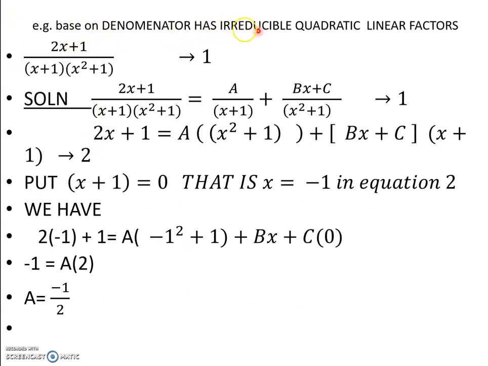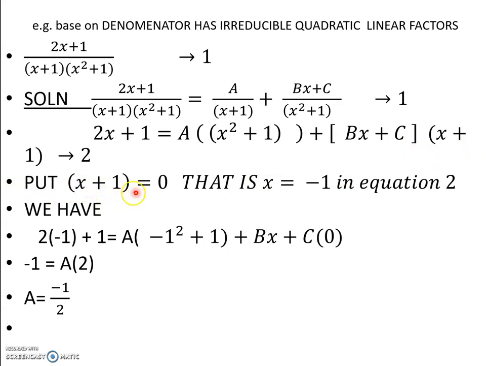Example, based on denominator has irreducible quadratic linear factors: 2x plus 1 upon (x plus 1)(x square plus 1). Now solution: I compare 2x plus 1 upon (x plus 1)(x square plus 1), where x square plus 1 has no factors. That's why A upon x plus 1 plus (bx plus c) upon x square plus 1. We have to take the cross multiplication. Common term gets cancelled. 2x plus 1 is remaining. Then A into (x square plus 1) plus, bracket is important, (bx plus c) into (x plus 1).